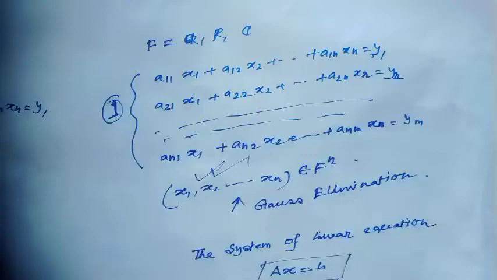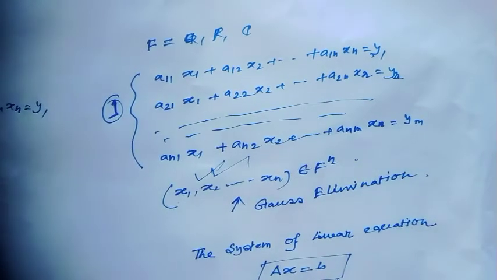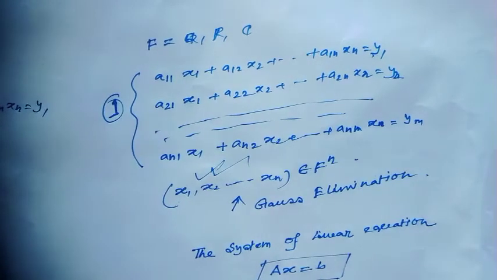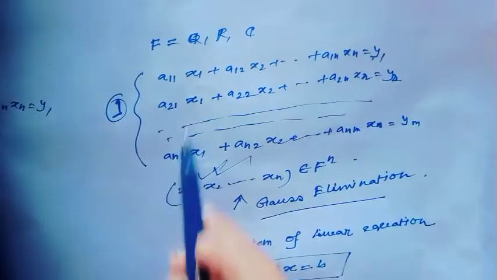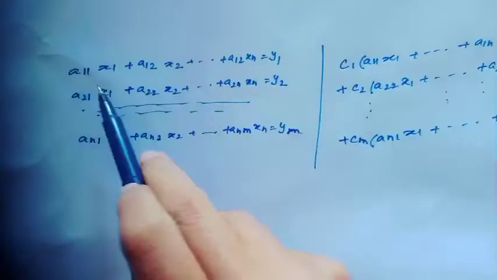Now let's come back to our original discussion. I will see when systems of linear equations are equivalent. In Gauss elimination, we multiply an equation by a scalar. Then we multiply this first equation by C1.